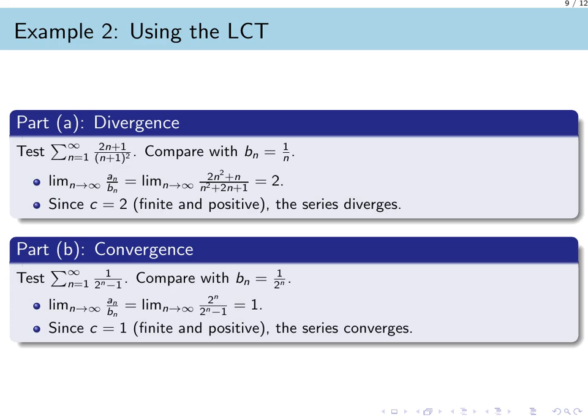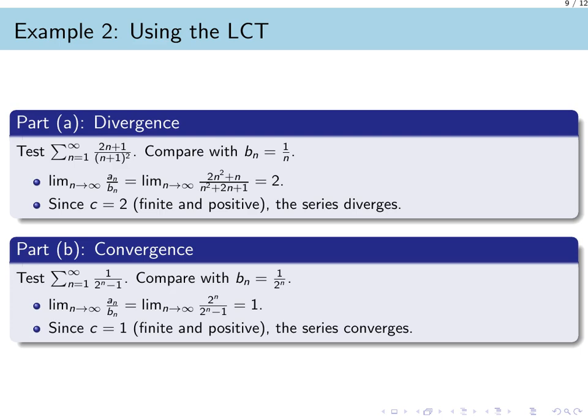minus 1. For large n, this behaves like 1 over 2 to the power of n. We compare this to the series with terms b_n equals 1 over 2 to the power of n, which is a convergent geometric series. The limit of the ratio a_n over b_n is 1. Since 1 is a finite positive number and our comparison series converges, the original series must also converge.